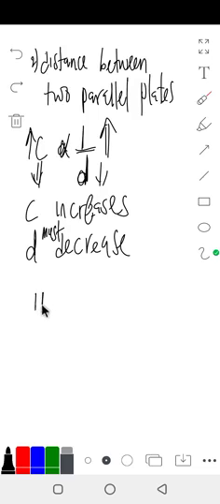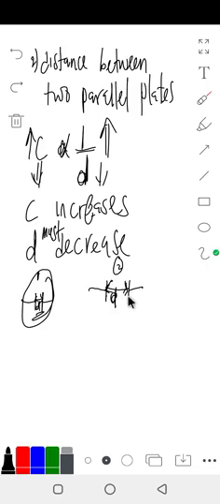Look at this. When I have two parallel plates of the same area, and another case of the same area, but the distance between them is wide. If you are asked which one will store more charges, I told you, as capacitance increases, distance decreases. This one has a very small distance, but this one has a very large distance.